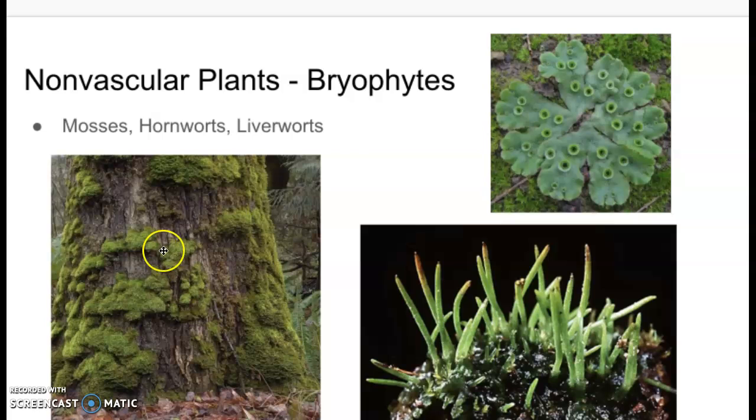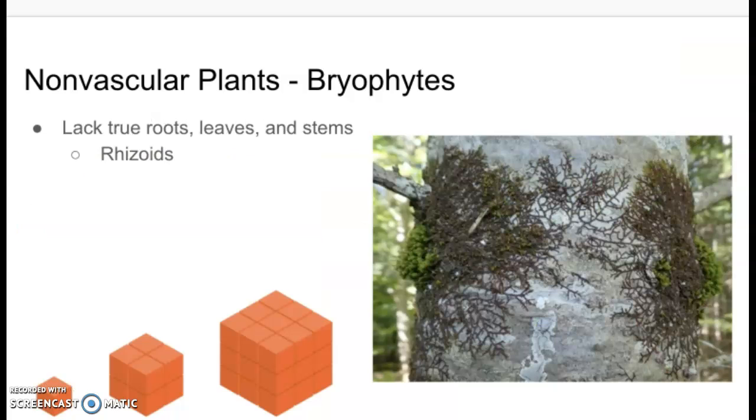So mosses are very interesting. You can probably see them growing in many places around your house. They need moisture, high moisture content. All of these do, all bryophytes. And they don't actually have true roots, leaves, and stems. They're very, very ancient to have those qualities. But these little things that you see, how mosses attach, those are called rhizoids.